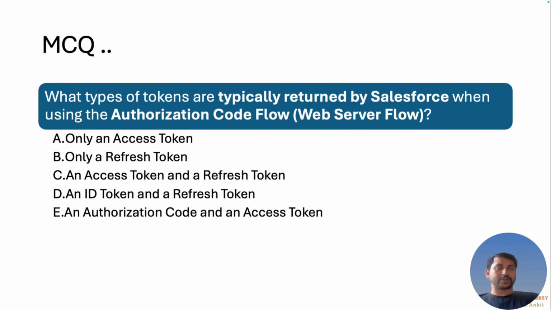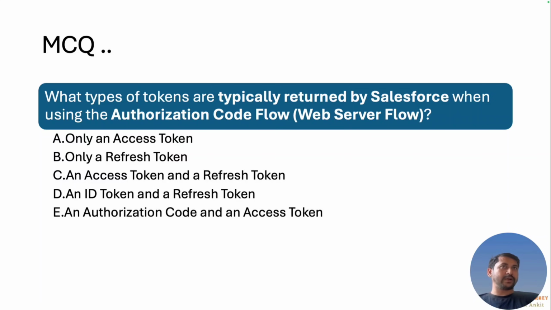The next question here is, what types of tokens are typically returned by Salesforce using the authorization code flow? There are two things that we generally get from the authorization server. Do we get only the access token, or a refresh token? Do we get an access token and a refresh token both? Or an ID token and a refresh token, or an authorization code and the request token?